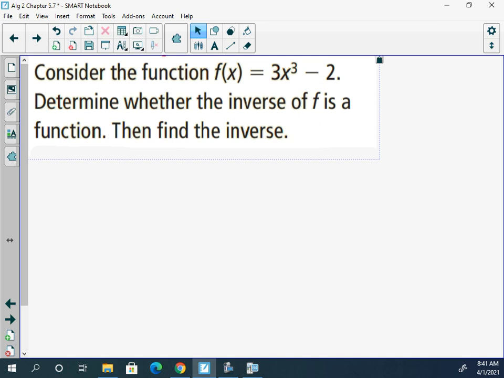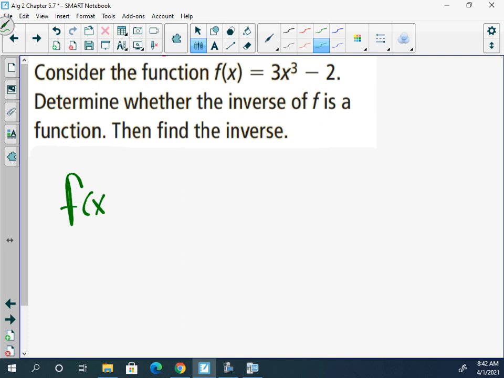So on this one here, we're going to do a different function than what's listed there. So you can still use this page. Negative fourth root of 7x plus 3 over 4.